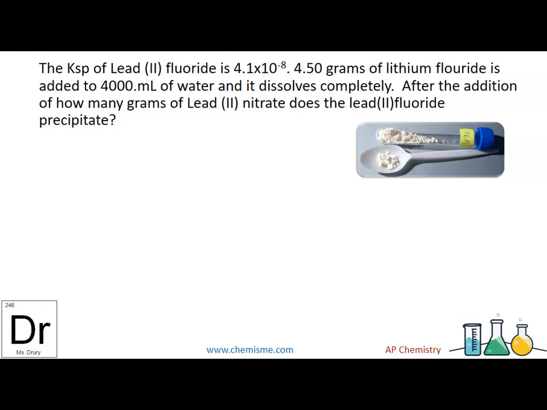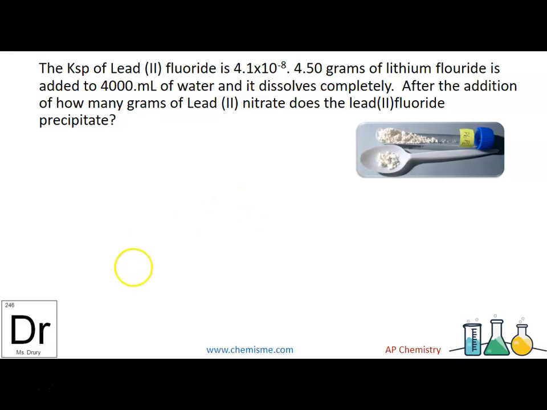The Ksp of lead-2 fluoride is 4.1 times 10 to the minus 8th. So another one would have given us a Ksp. 4.5 grams of lithium fluoride is added to 4,000 milliliters of water and dissolves completely. That's because lithium is a soluble substance. After addition of how many grams of lead-2 nitrate does the lead-2 fluoride precipitate?